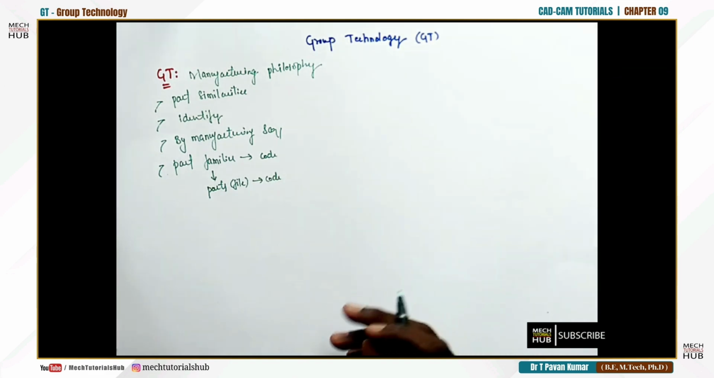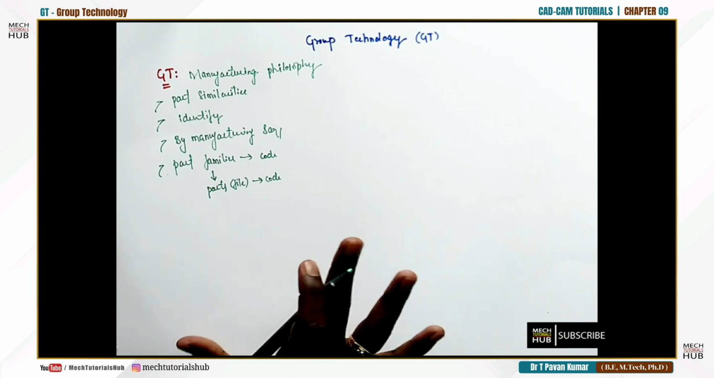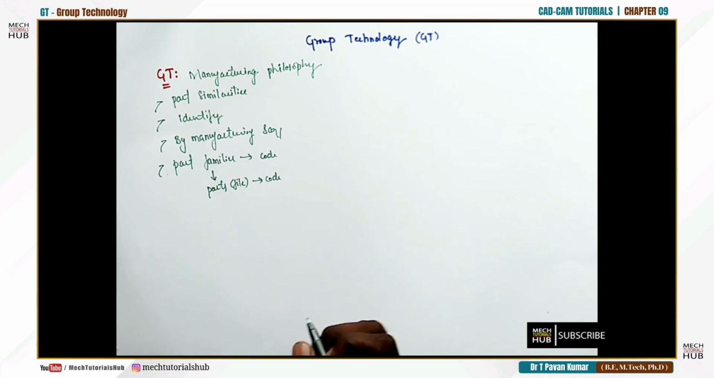How to give coding to a specific part, we'll discuss in our further discussion. More or less, this is it. It is a manufacturing philosophy, to identify similar parts and group them together and give them a code, whether it is a part family or a simple part.